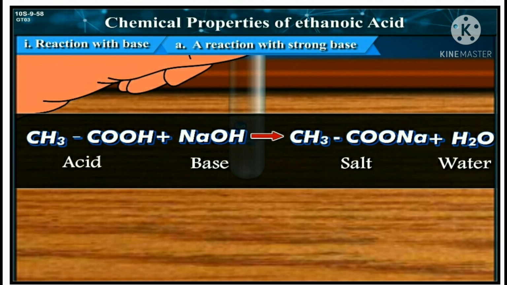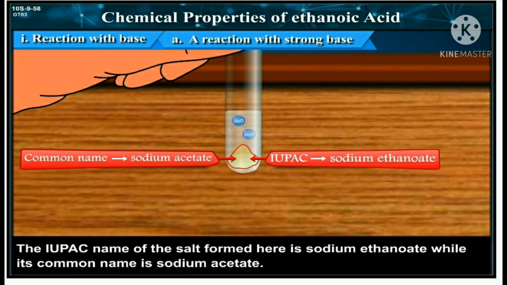Reaction: CH3COOH acid plus NaOH base gives CH3COONa salt plus H2O water. The IUPAC name of the salt formed here is sodium ethanoate, while its common name is sodium acetate.